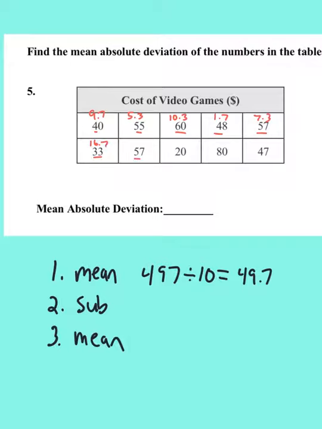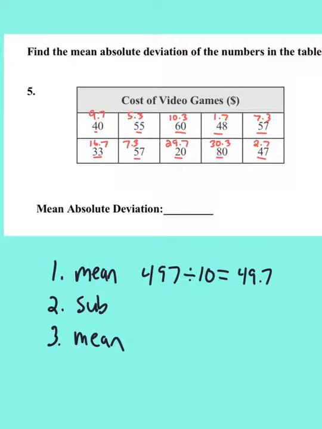Then I already did one for 57. Remember when I did it up here? So I don't have to do it twice. So I get 7.3. Then 49.7 minus 20 is 29.7. 80 minus 49.7 is 30.3. And 49.7 minus 47, I get 2.7. So that means step 2 is done.